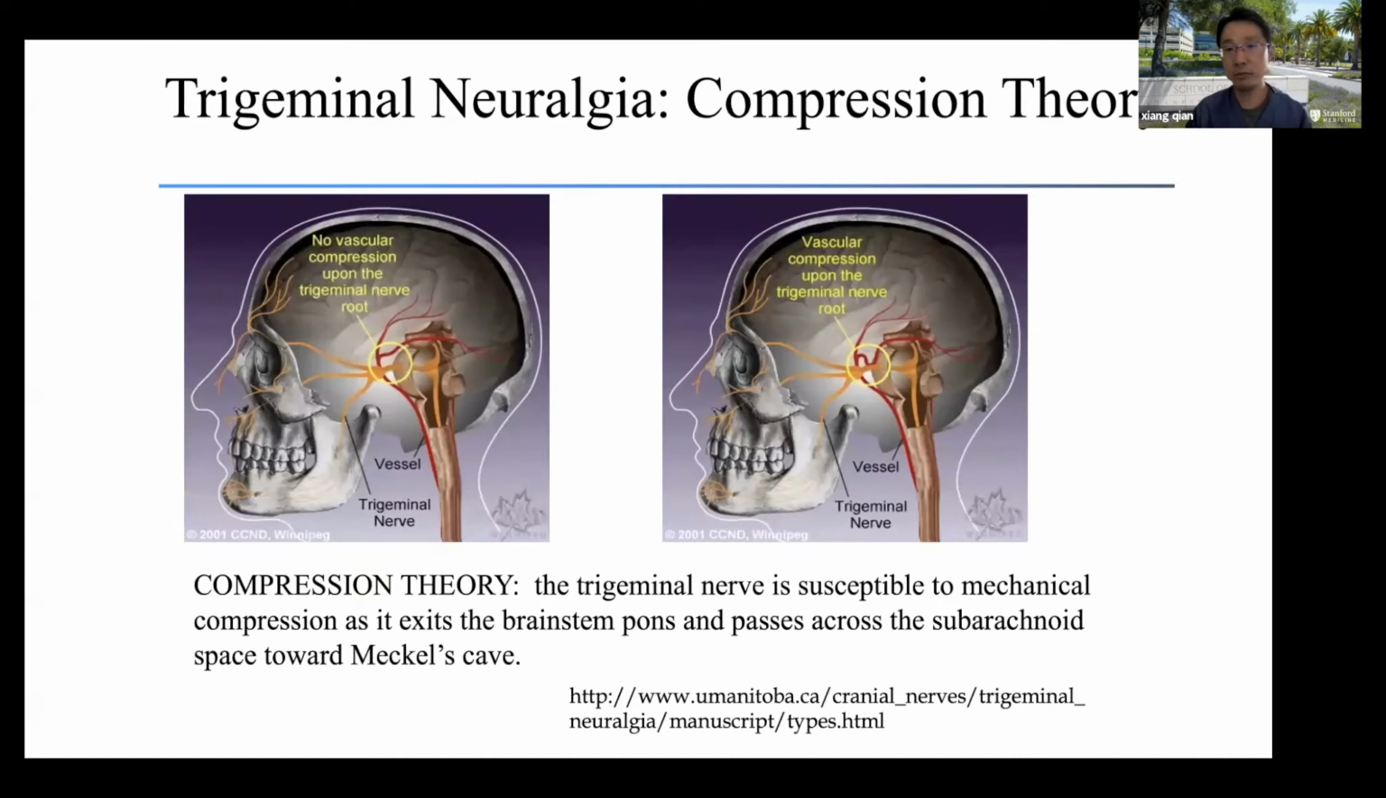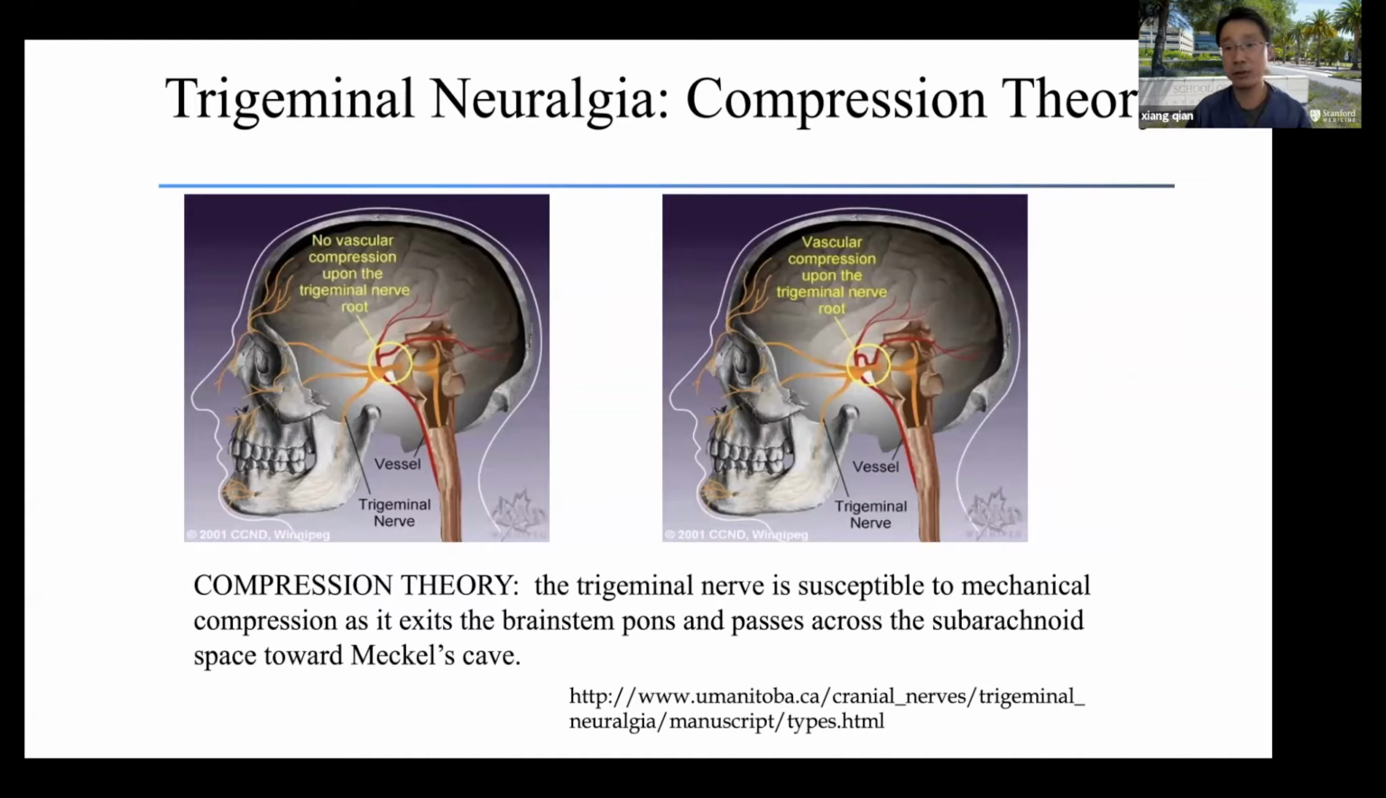So what causes trigeminal neuralgia? The current dominant theory is still the compression theory. We think that there's a blood vessel touching and having a mass effect on the nerve as it exits the brainstem pons. However, there are many patients who have incidental findings of vascular compression on the nerve, and they don't have pain. In fact, I have a patient today from LA who has bilateral vascular compression shown on the MRI, but she only has right-sided trigeminal neuralgia.